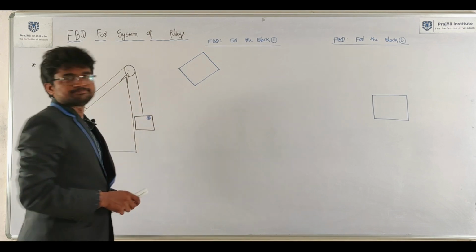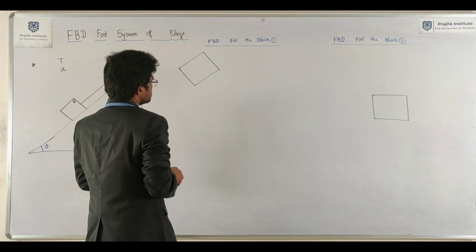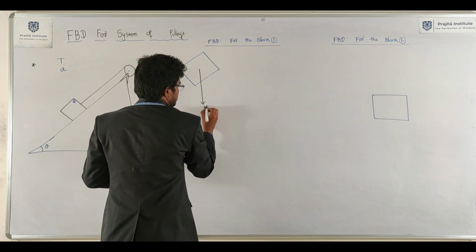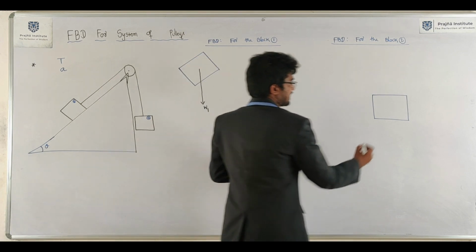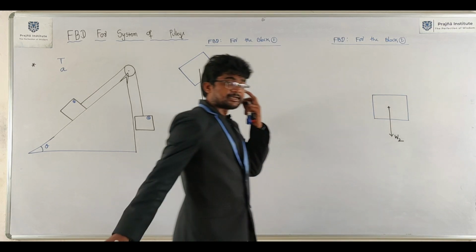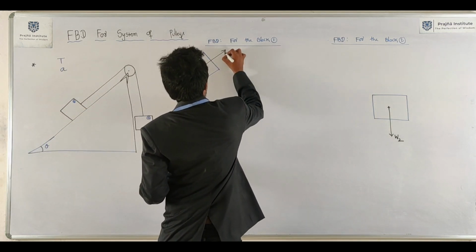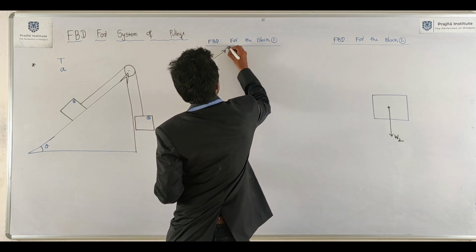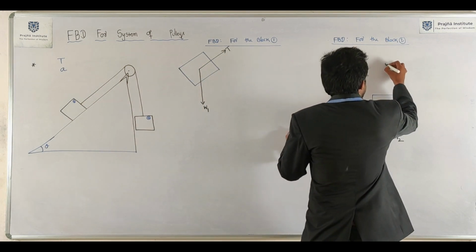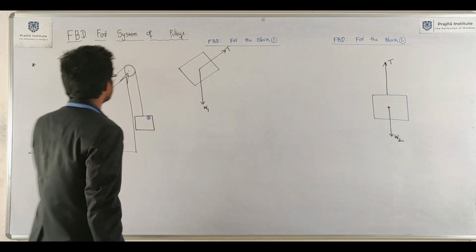What is the first statement? Weight always acts vertically downward. Next, here also the same thing: weight always acts vertically downward. Normal reaction. So next is tension. Tension always pulls the block. Tension always pulls the body.